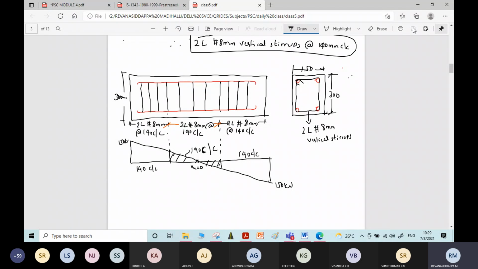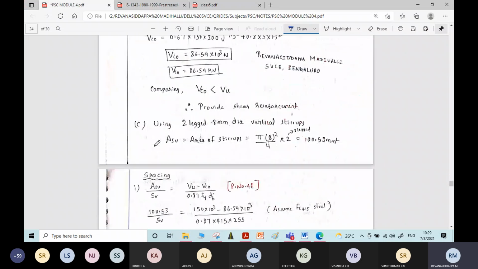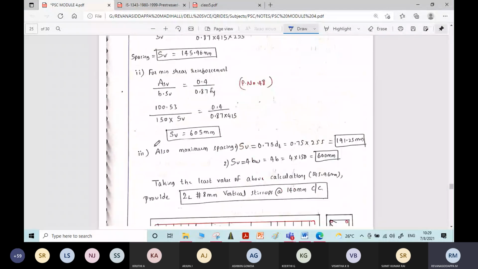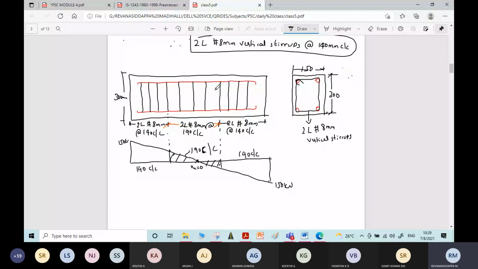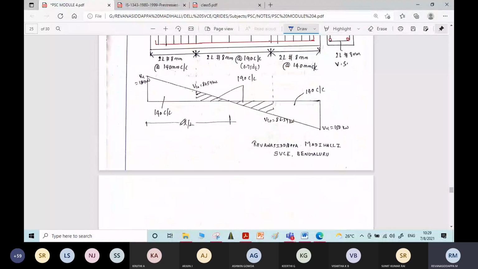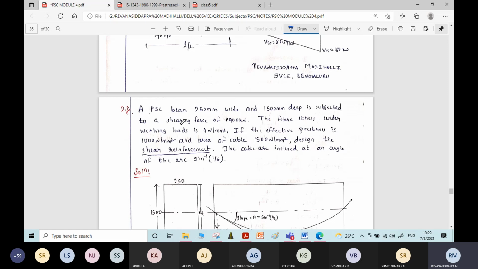Okay. We will move to the next one. No need to write this shear force distribution. For your understanding, I have written. In the examination, if you write this much detailing, it is enough. Write the second problem.